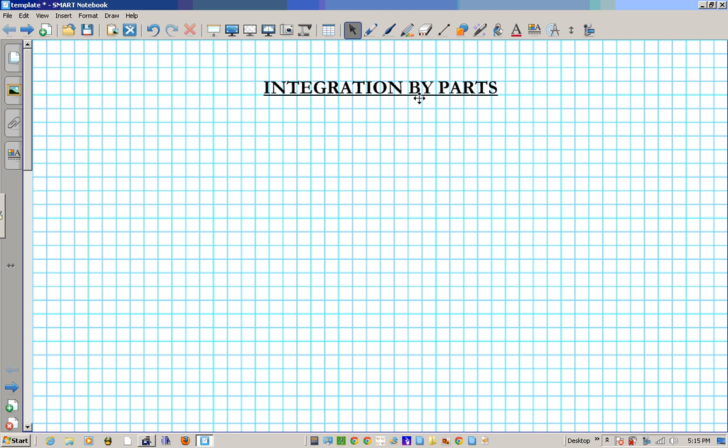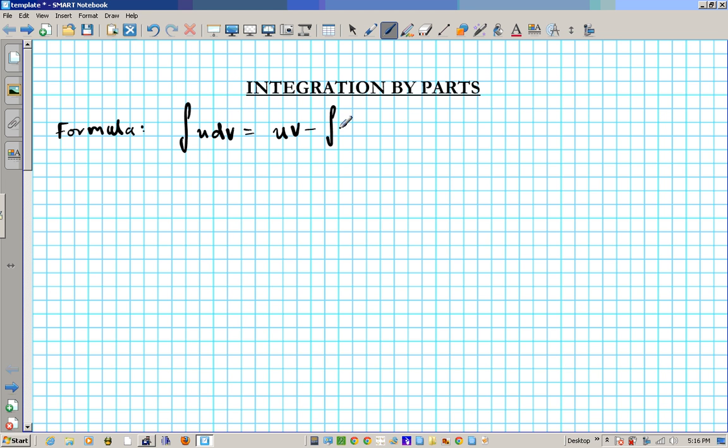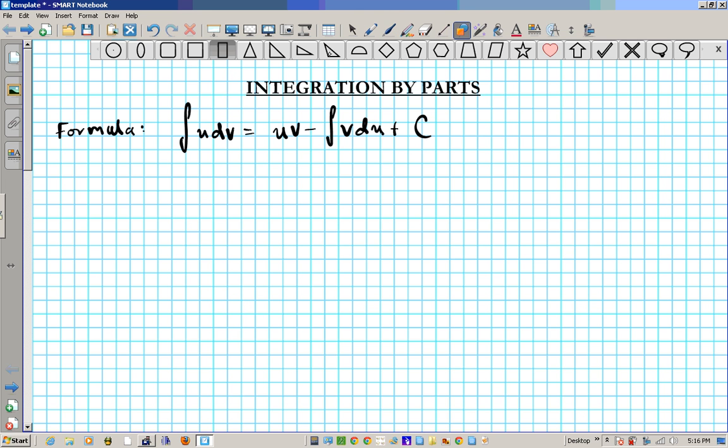Hey there students, on this clip we're going to be going over integration by parts. Let's start out by writing down what the formula is. I'll go over the derivation and then we'll apply it to an example, okay? So the formula for integration by parts is the antiderivative of u dv equals uv minus an indefinite integral of v du plus c. Okay, so there goes the formula.